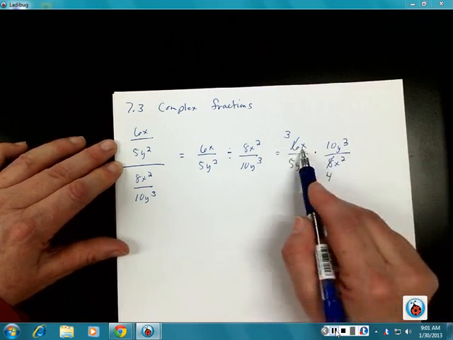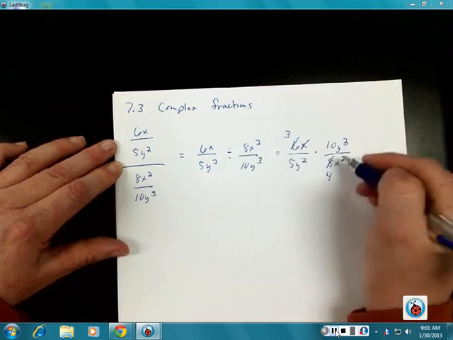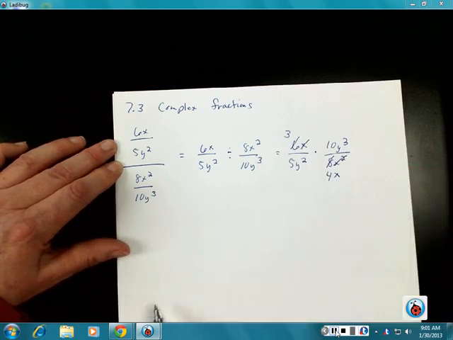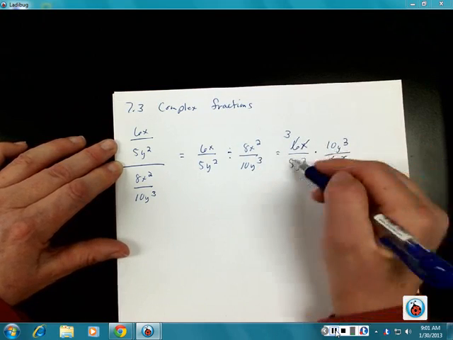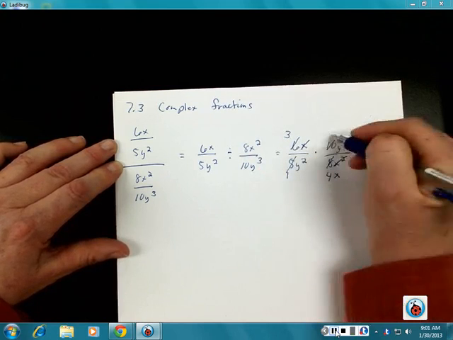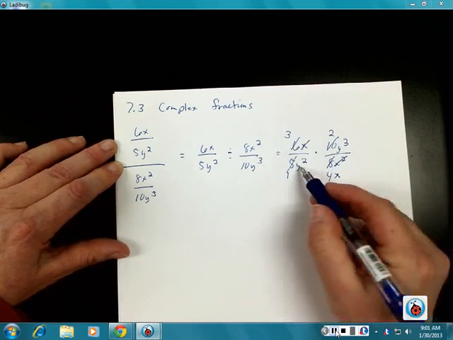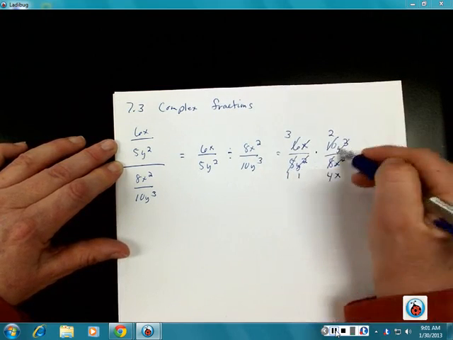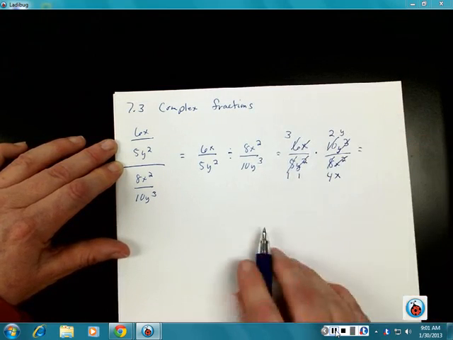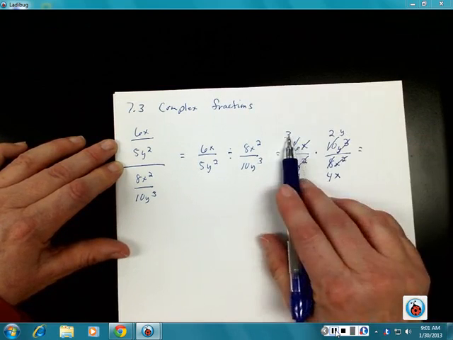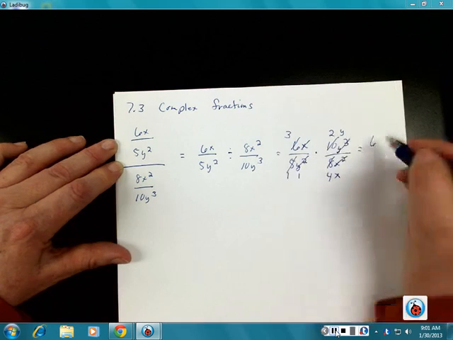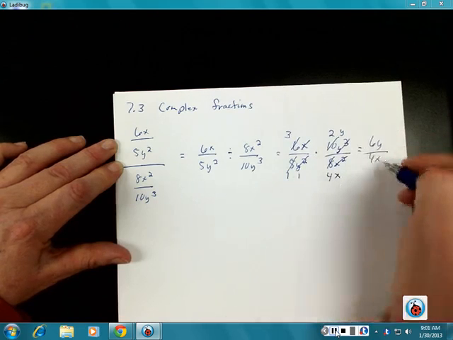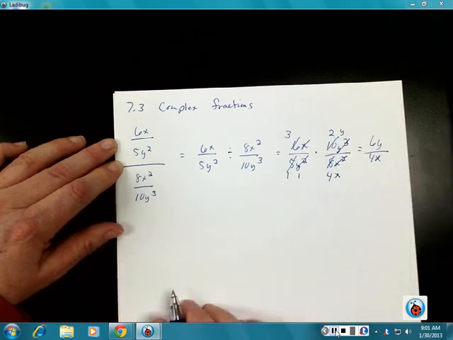And then if I look at x's, I've got an x here and I have an x squared down there. So what should I put next to my 4 when I reduce it? 1x. Just a single x. And then the other piece, I need to cancel my 5 and cancel my 10. And then I need to look at my y squared and my y cubed, and this part cancels and this part simply becomes y. So now I need to figure out what's in the top. 3 times 2 is 6 and a y is left over. And in the bottom, 1 and 1 don't make a difference, and I've got a 4 and an x. So my answer simply comes out to be 6y over 4x.